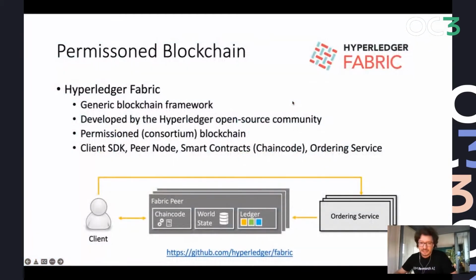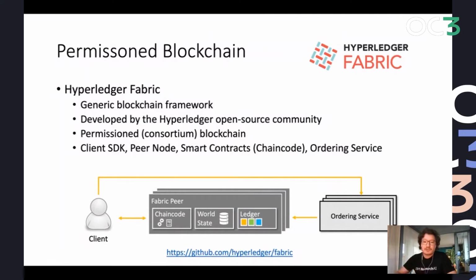So Hyperledger Fabric in just a single slide. Hyperledger Fabric is a generic blockchain platform which allows you to build a permissioned or a consortium blockchain system. It's developed under the Hyperledger open source community. Hyperledger is, I would say, very similar to the confidential computing consortium, but just for enterprise blockchain systems. There are many other components developed under Hyperledger, and Fabric is one of them.